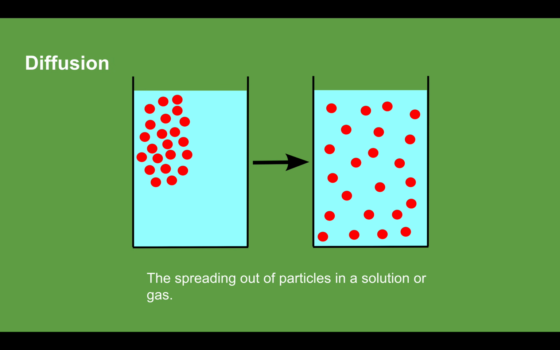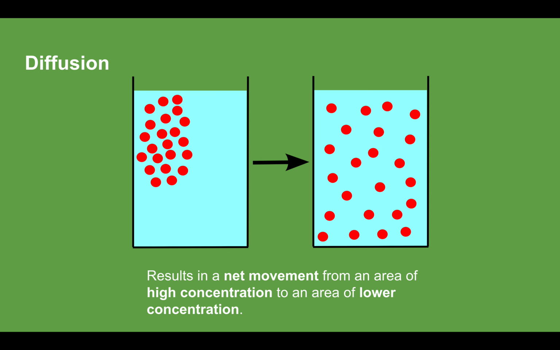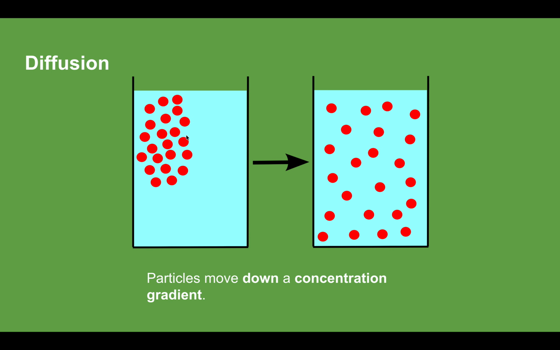So, diffusion is defined by the spreading out of particles in a solution or gas. I've shown a diagram here which will help you understand it further. Diffusion results in a net movement from an area of high concentration to an area of lower concentration. As you can see, the particles here are more compact and they move over to this one because there's more space for them to move around. That is considered a lower concentration than this. Particles move down a concentration gradient. Diffusion is considered a passive process. This means it requires no energy from respiration.